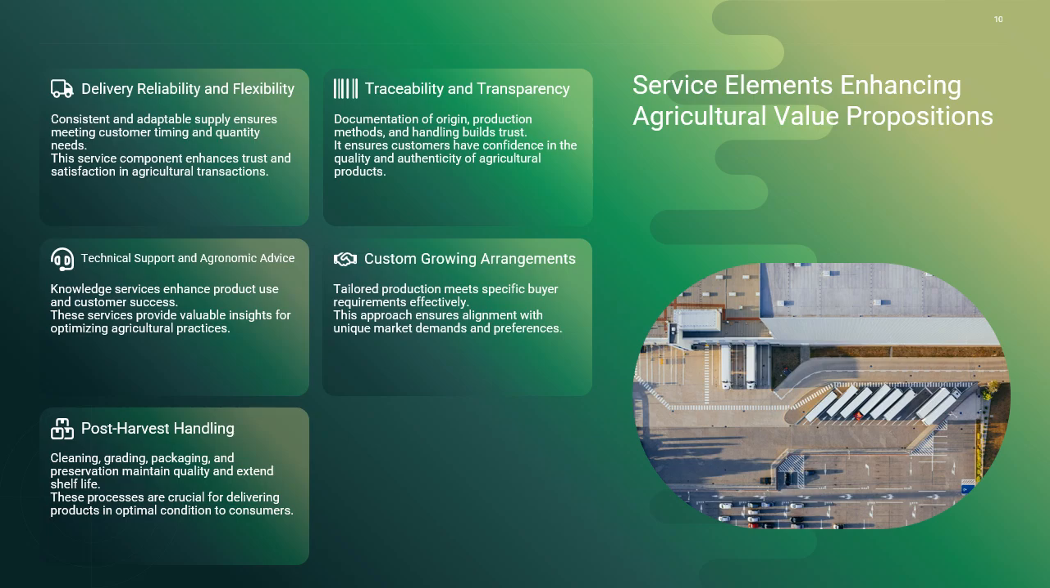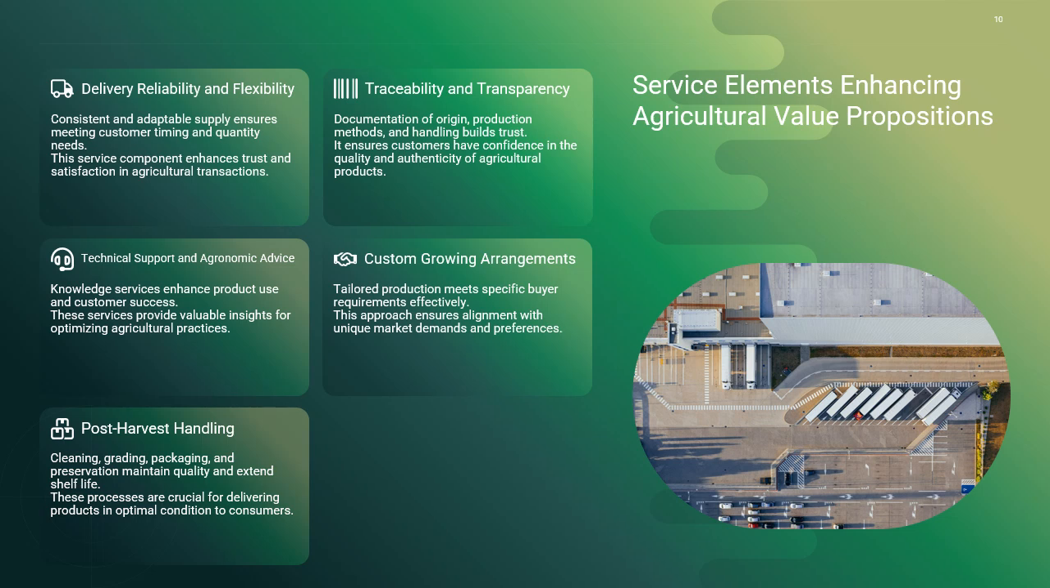Beyond physical product attributes, agricultural value propositions increasingly incorporate service elements that enhance customer experience and build loyalty. These service components can create significant differentiation even when physical products are similar. Delivery reliability and flexibility ensures consistent and adaptable supply to meet customer timing and quantity needs. This service component is particularly valued by commercial buyers with operational requirements.